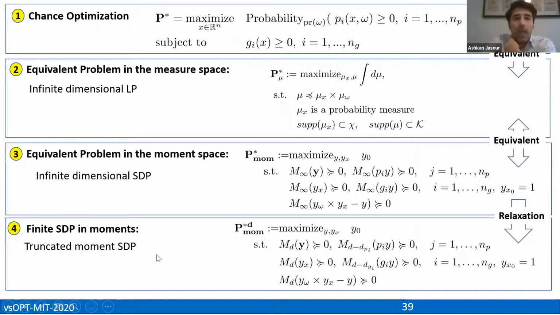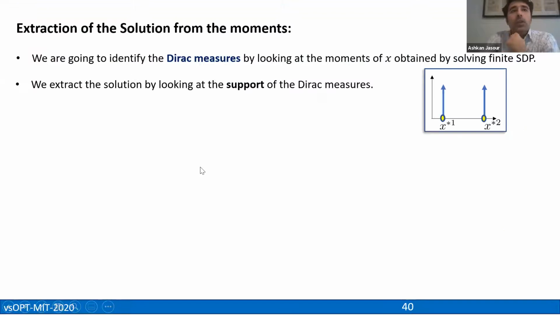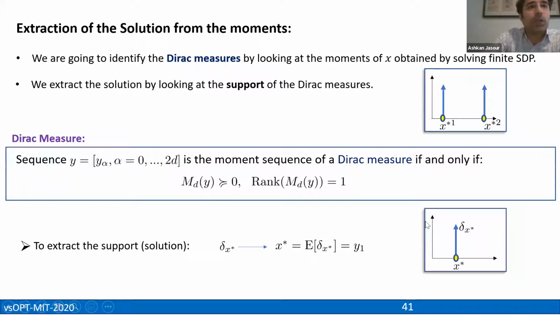Now, to extract the solution, once we obtain the moment sequence yx, we are going to identify the Dirac measures by looking at the measure mu x. Then we are going to extract the solution of the original chance optimization by looking at the support of the Dirac measures. For this, I'm going to use this property of Dirac measures. A sequence Y is the moment sequence of a Dirac measure if and only if it satisfies this rank condition. If the rank of the moment matrix is 1, we can claim that the sequence Y represents a Dirac measure.